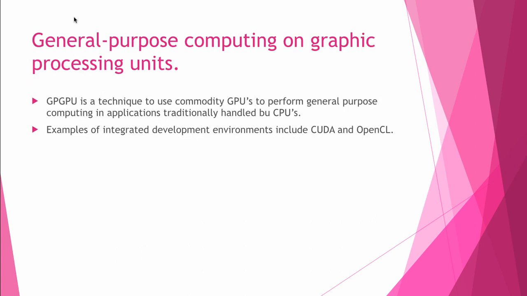Okay, now let's talk about general purpose computing on graphics processing units, which is known as GPGPU. GPGPU is a technique to use commodity GPUs to perform general purpose computing in applications traditionally handled by CPUs. CUDA and OpenCL are examples of development environments that may be used for such purposes. Shirahata in 2010 presents a hybrid map task scheduling technique for GPU based heterogeneous computer clusters.